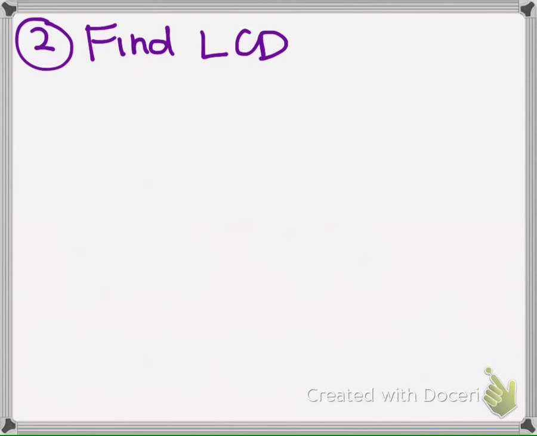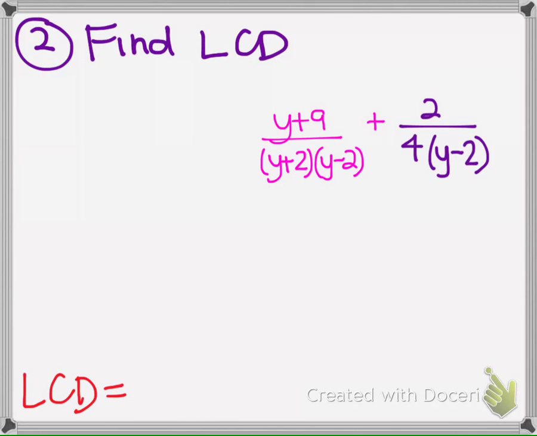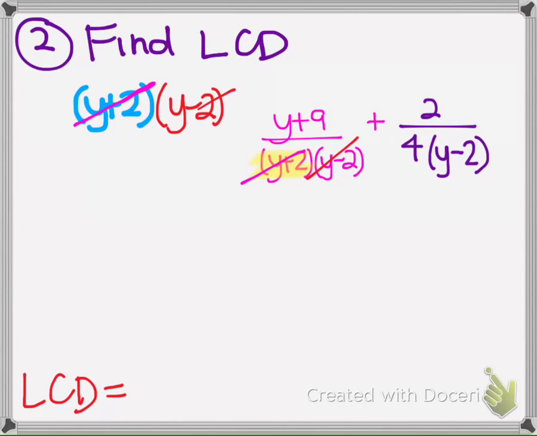Now the next thing we need to do is find the least common denominator. To find it, the first thing I do is take the first fraction, and it has a y plus 2, so I know I'm going to need a y plus 2, so that this will end up canceling out with this. And then I also need a y minus 2, so that this will cancel out with that.